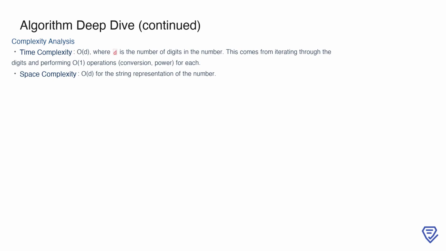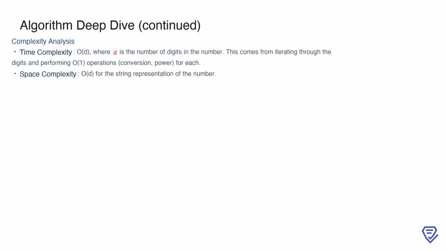Finally, let's analyze the complexity of this algorithm. The time complexity is O(d), where d is the number of digits in the input number. This is because we iterate through each digit exactly once and perform constant time operations, like conversion and exponentiation, for each. The space complexity is also O(d), as we store the string representation of the number, which has a length equal to the number of digits.